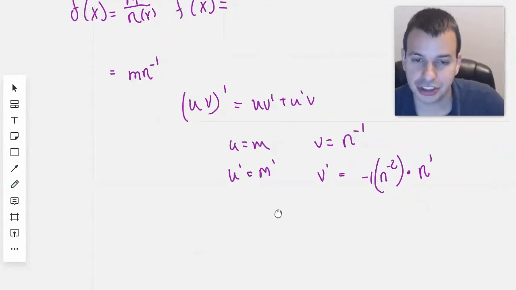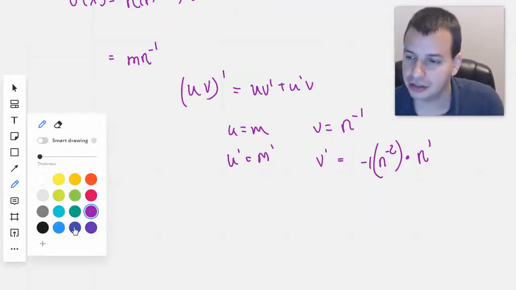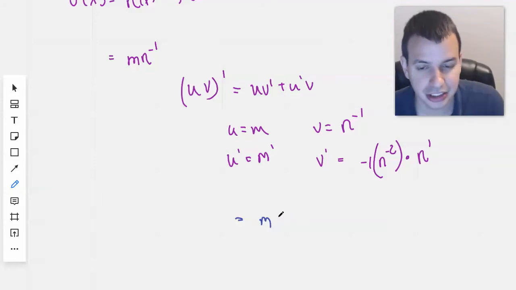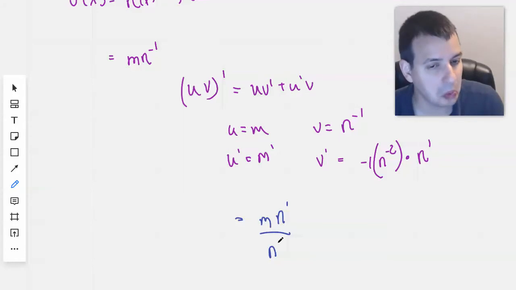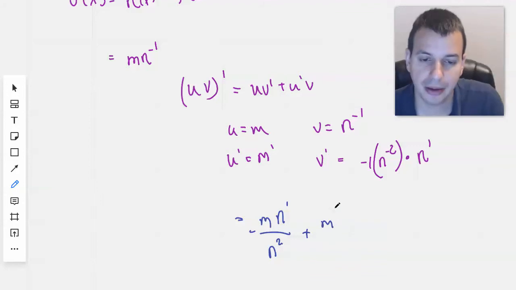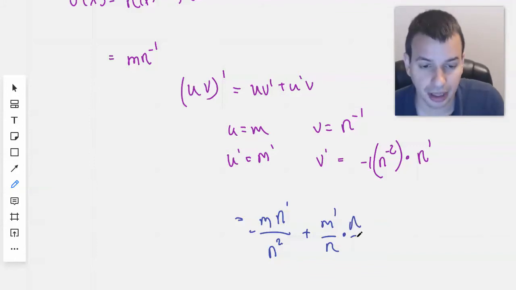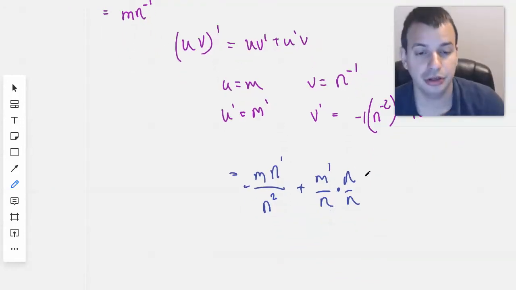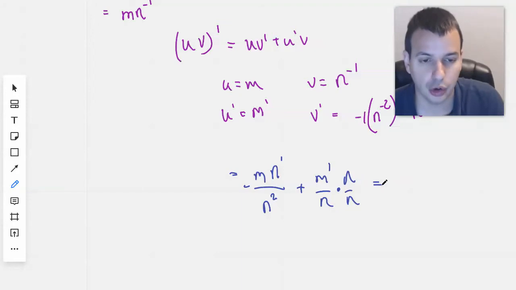And then when we put this all back together, so we have, change colors, blue. I do enjoy blue. So from up here, we have u would be m times v prime, which is n prime all over n to the negative second. Yes, n squared. And then it'll be a negative. Then we'll add to that the m prime over n. And it looks like we're going to want to combine these, so we'll multiply by n over n. Two things you can always do in math. You can always multiply by 1, and you can always add 0. So multiplying by n over n is the same as multiplying by 1.